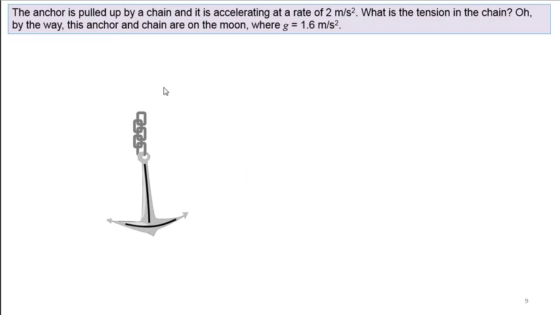Okay, so press pause, work through this. Okay, let's go through it together. The only difference here is now we're on the moon. Does that change anything about my free body diagram? Well, it means that the force of gravity is now the force of gravity on the moon. It's going to be equal to m times g on the moon. g is 9.8 when we're on Earth. When we're on the moon, it's 1.6.